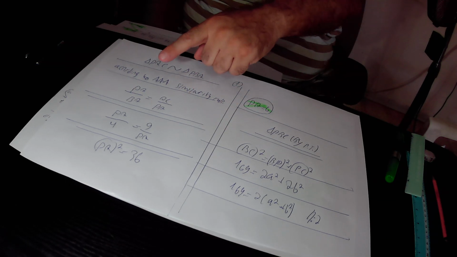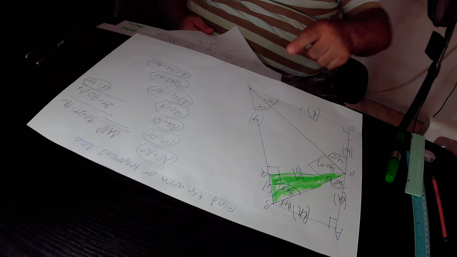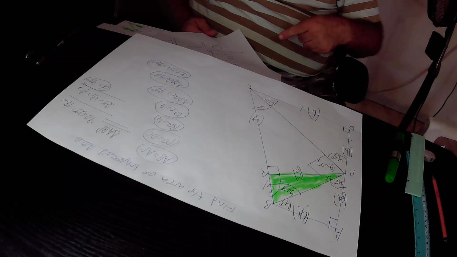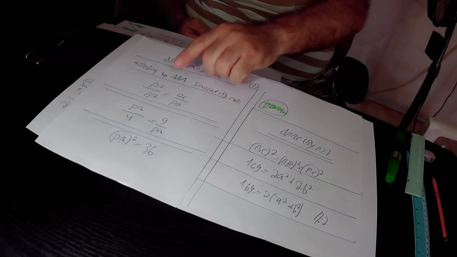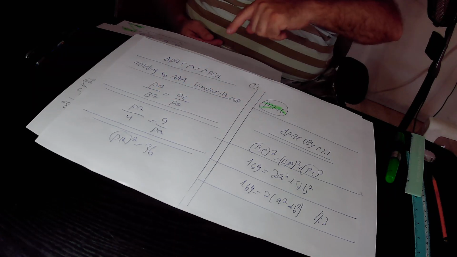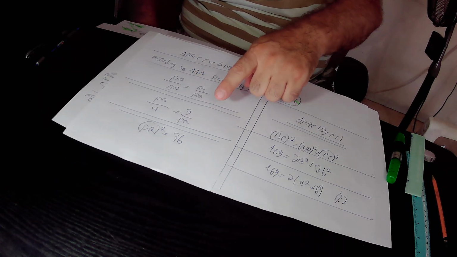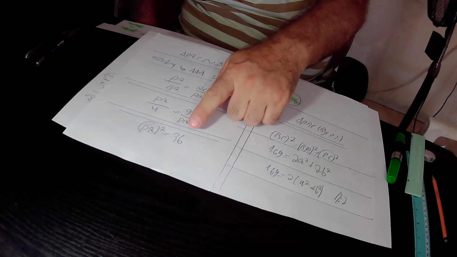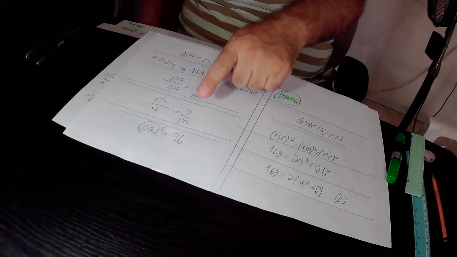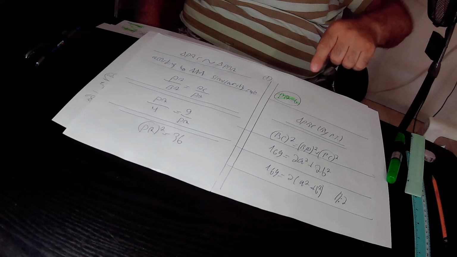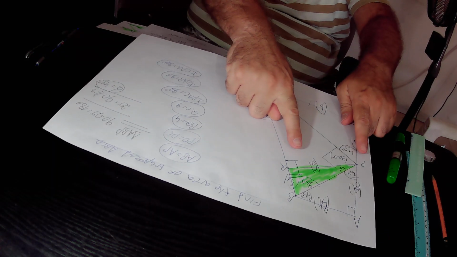PQ is the missing side, BQ is 4, and QC is 9. So in total, we find that PQ over 4 equals 9 over PQ. Here we cross multiply this equation and find that PQ times PQ is PQ squared, and PQ squared equals 9 times 4, that is 36. So PQ squared equals 36. We take the square root and find that PQ equals the square root of 36, that is 6. So the missing side PQ equals 6 units in length.